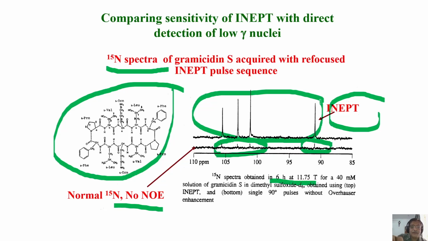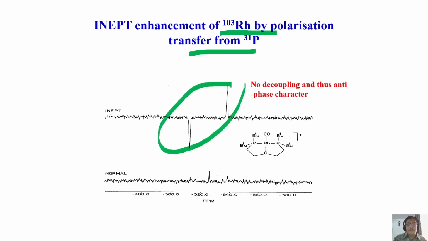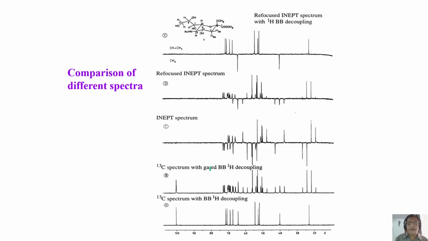And if the intensity goes up by 3 to 4 times, your experimental time comes down by the square of that. Instead of doing an experiment for 1 hour, 1 day, we may finish it in less than an hour. It is the biggest advantage, a time saving factor. So you see in an example like rhodium, polarization transfer from phosphorus, this is of course not decoupled, antiphase character. This is the conventional spectrum. See the difference in the intensity, a lot of enhancement.